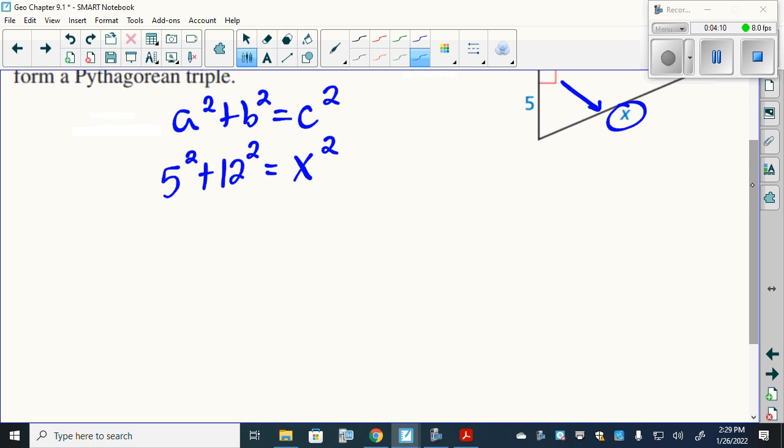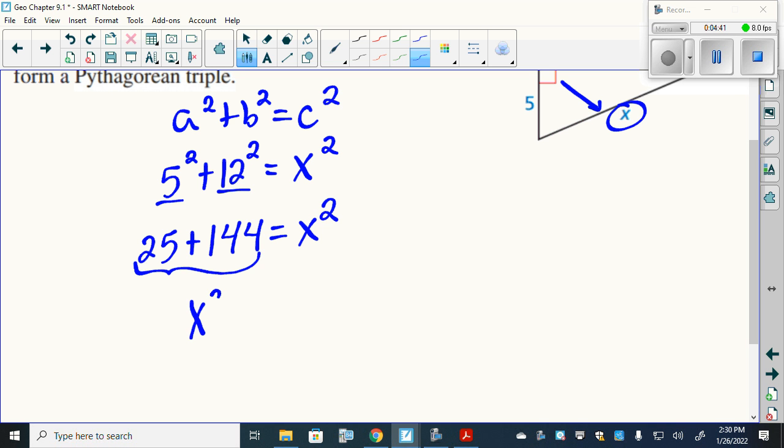Now at this point, we need to solve for the value of x. We need to solve for that missing length. So the first thing we can do is simplify 5 squared and 12 squared. Well, 5 squared, 5 times 5 is 25, plus 12 squared is 144, is equal to x squared. Now at this point, we can add 25 and 144, and if we add those together, we get 169.